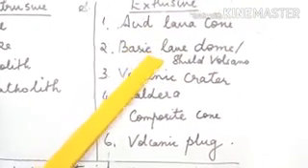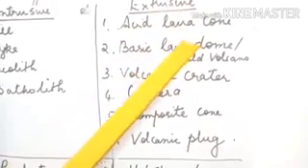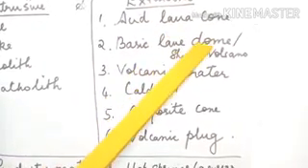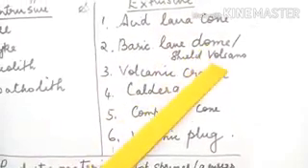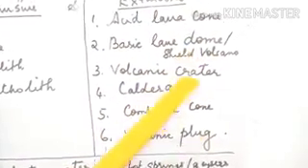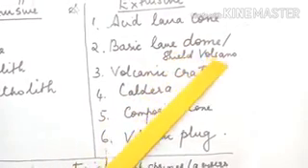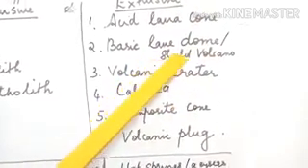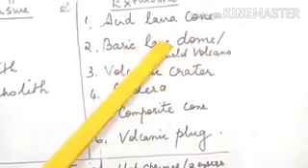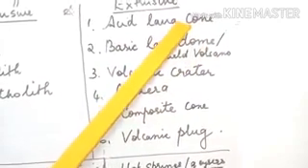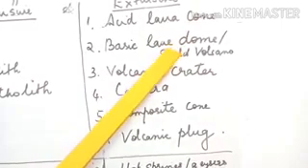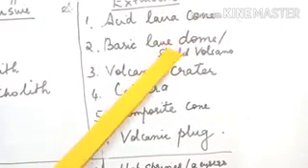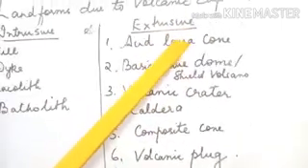Now what is basic lava cone? This type of lava is highly fluid, which is rich in iron and magnesium. Acid lava is rich in silica, and this one is rich in iron and magnesium. Hence this lava spreads over a large area and it is known as shield volcano or basic lava dome. Here it is silica, and here it is iron and magnesium. It has more iron and magnesium and is highly fluid, while the other is thick and stickier.